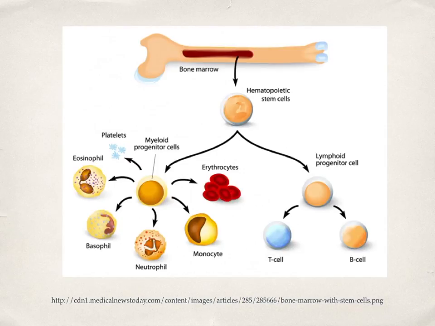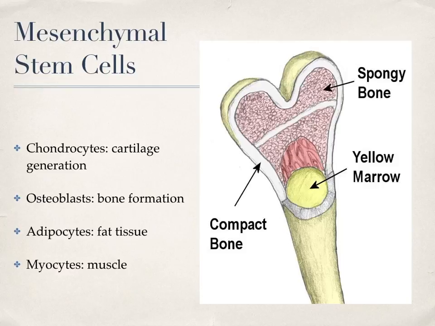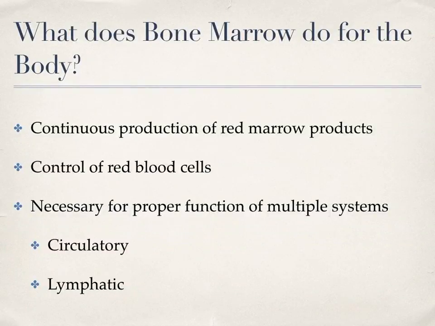One thing to go back to, those myeloid and lymphoid cells that are generated from the hematopoietic stem cells are called pluripotent stem cells. The mesenchymal stem cells are multipotent stem cells. So enough about stem cells. Now let's talk about what bone marrow does for our body.